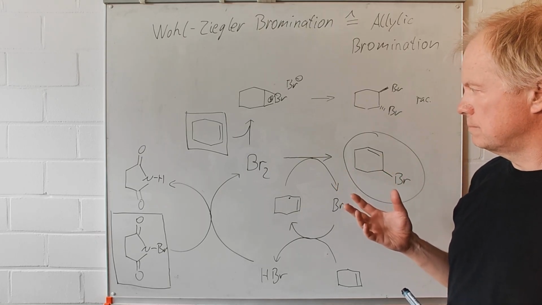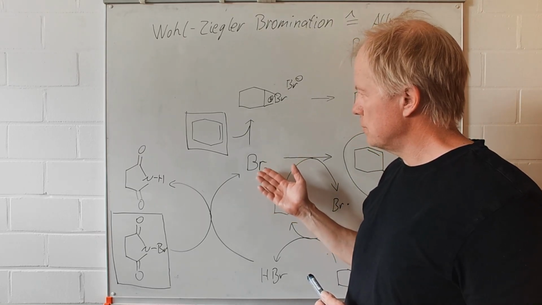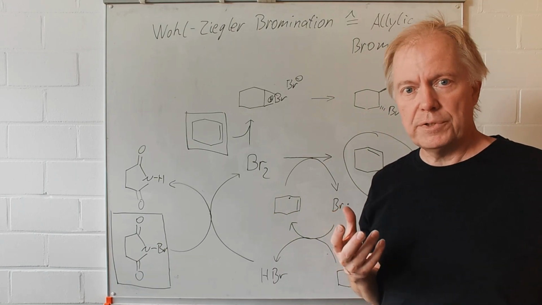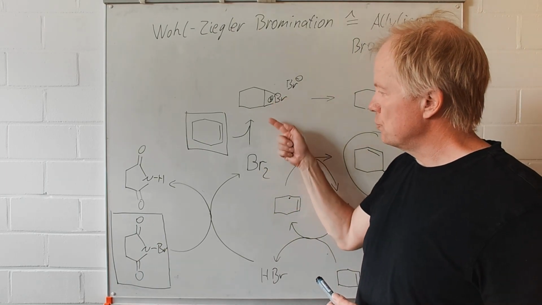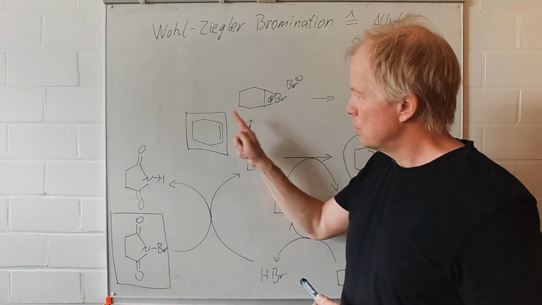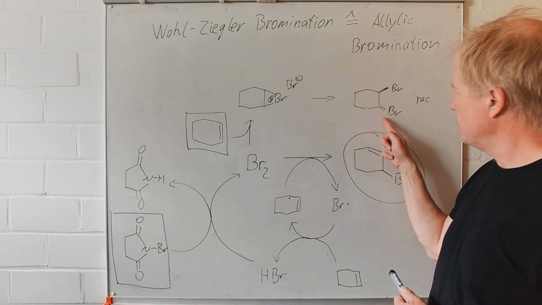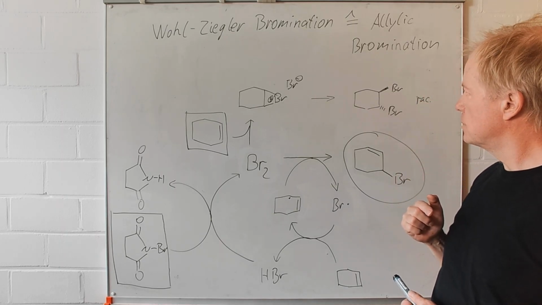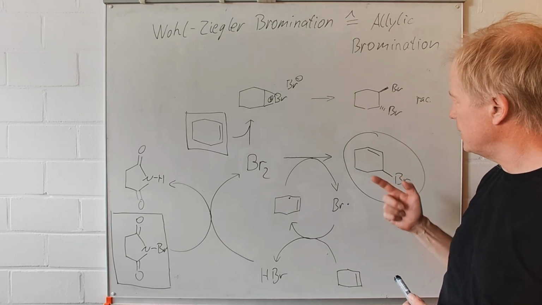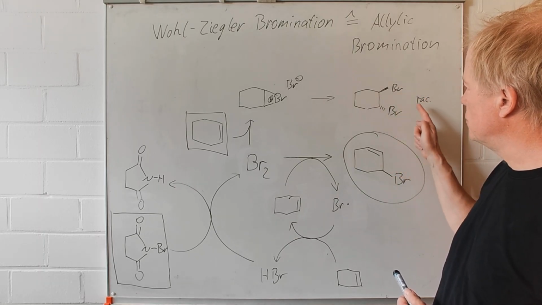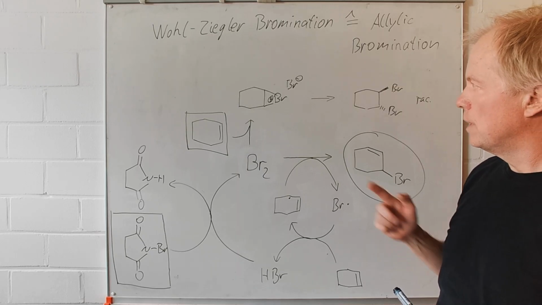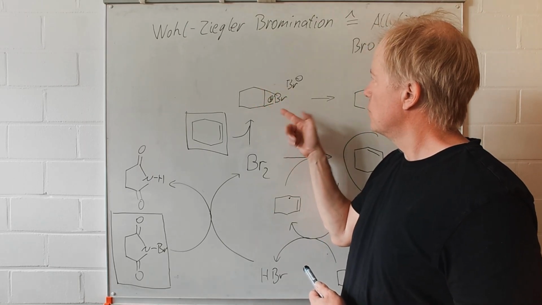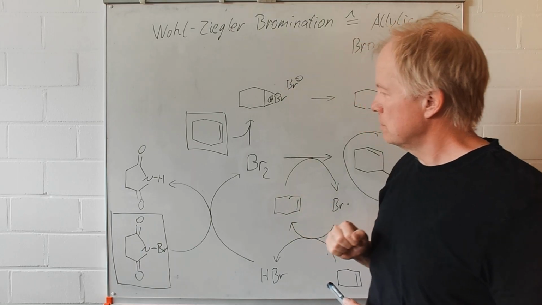Now to the problem. If we just take elemental bromine together with cyclohexene, then a polar reaction will take place, the addition reaction of bromine to the cyclohexene, giving 1,2-dibromocyclohexane as the trans isomer, racemic of course. And here we have a reactive intermediate, a so-called bromonium cation, of course with a bromide counter anion.